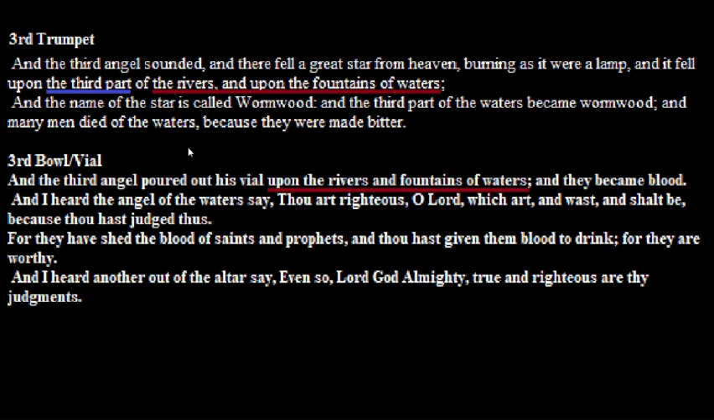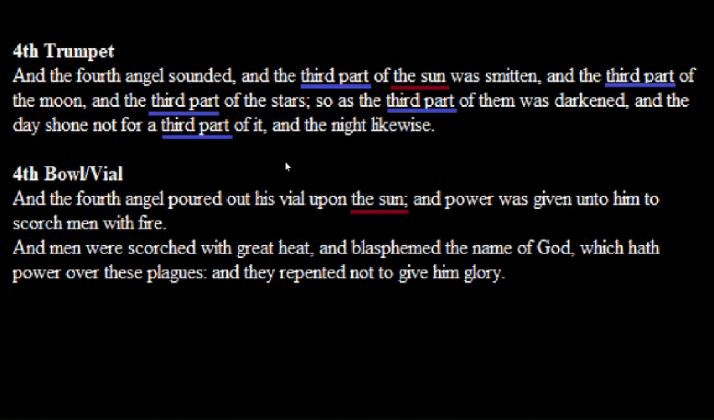So this is part of group 3. It's the third trumpet and the third bowl or vial. Underlined in red is a location, the rivers, and upon the fountains of waters. And under the blue is the third part. And this is parts of group 4, the fourth trumpet, the fourth bowl or vial. Underlined in red is a location, the sun, and underlined blue is the time or the portion, the third part.